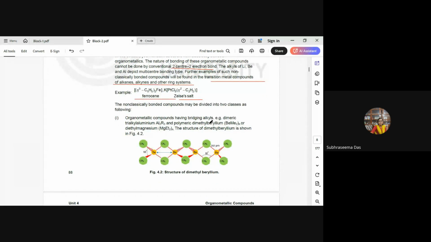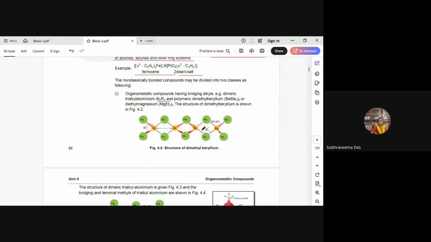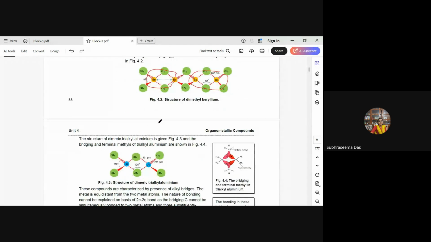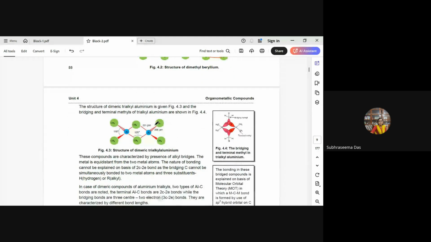The first is the organometallic compounds that have bridging alkyls, that is dimeric trialkyl aluminium, Al2R6, and polymeric dimethyl beryllium or dimethyl magnesium. Here the structure of dimethyl beryllium has been shown, and it is polymeric in nature. Here is the Be bridging, and the methyl group is attached to it. Then the structure of dimeric trialkyl aluminium: since this is a dimer and it is trialkyl aluminium, the trimethyl group is attached to it, and the bridging has been shown here.